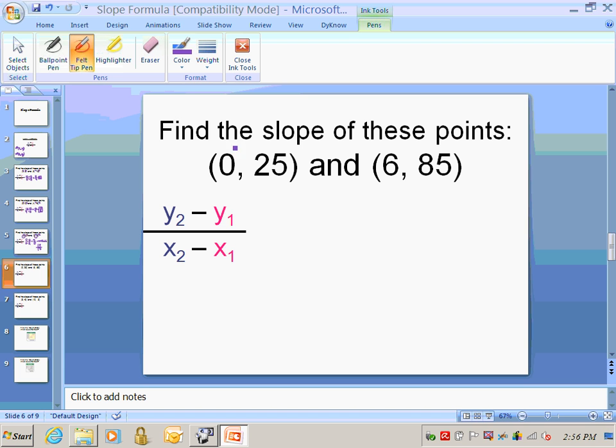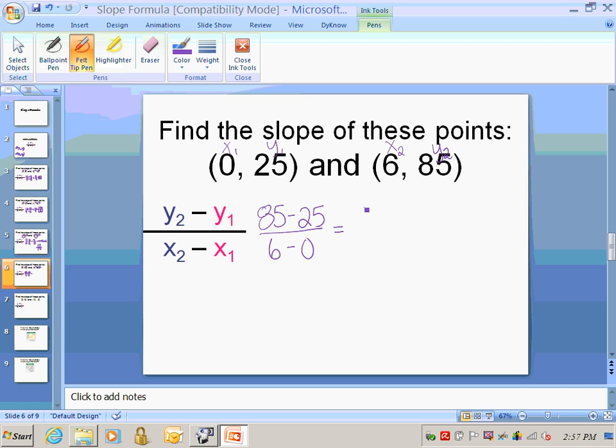Here's a little one with bigger numbers. So I have x1, y1, x2, y2. So 85 minus 25 over 6 minus 0. And if you notice here, your set 1 is in the first set, your second set is here together. Make sure you do not switch these numbers. If you switch the numbers, the formula will not work.